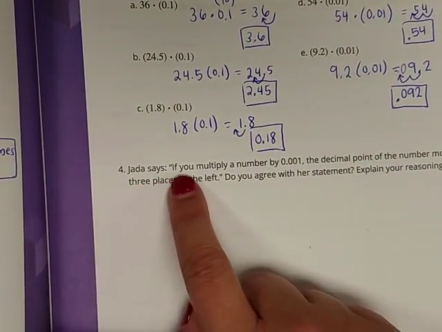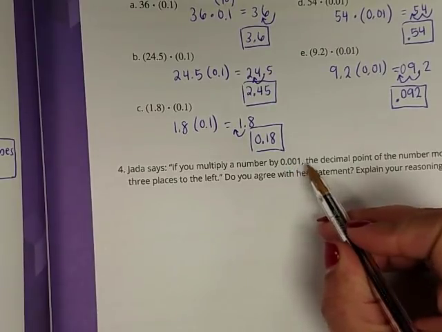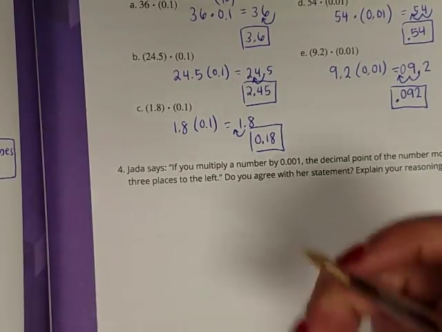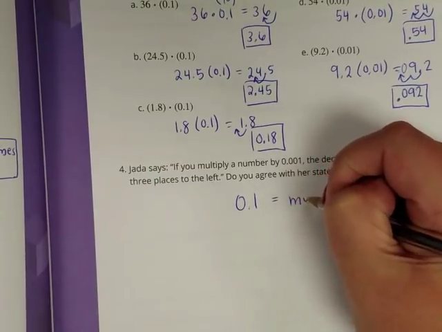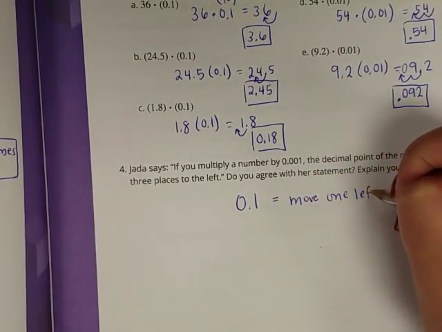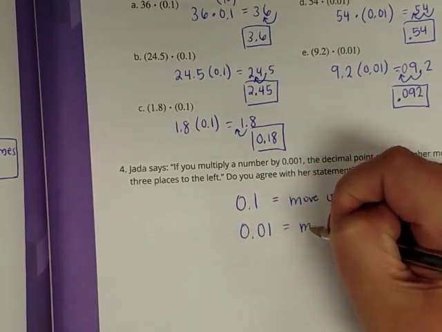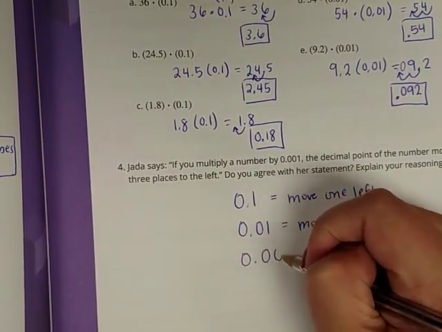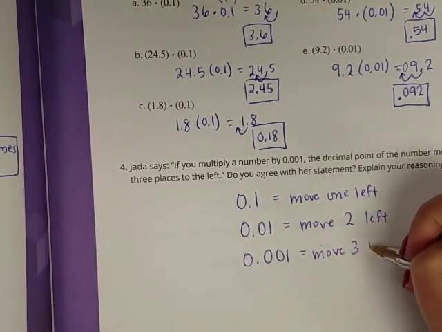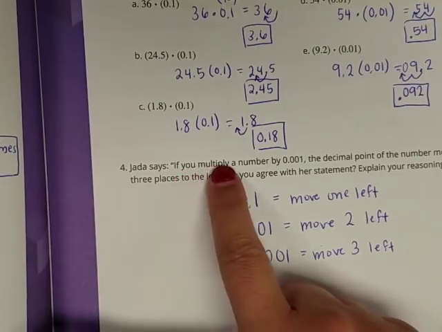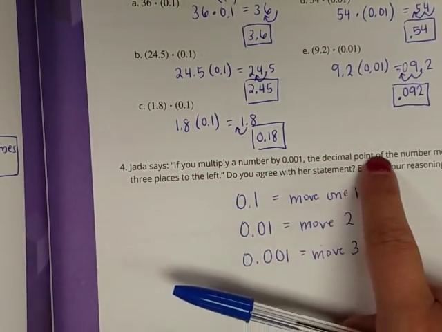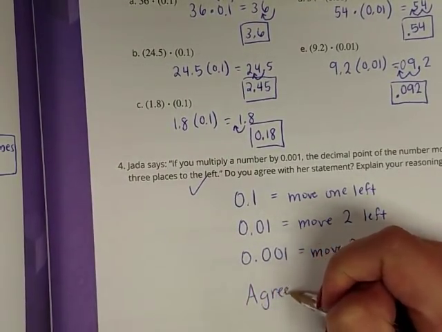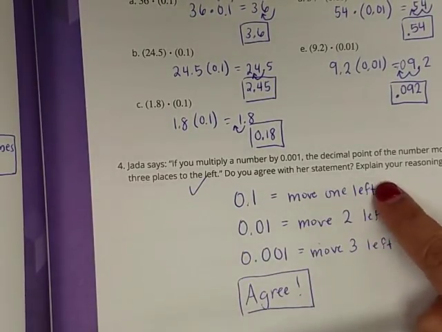All right, question 4. Jada says if you multiply a number by 1/1000th, the decimal point of the number moves 3 places to the left. Do you agree with her statement? Explain your reasoning. So if 0.1 means to move 1 left, and then 0.01 means to move 2 left, then to keep the pattern going, 0.001 means to move 3 left. So when Jada says if you multiply a number by 1/1000th, the decimal point moves 3 places to the left, she is correct. So you do agree. And we showed that right here.